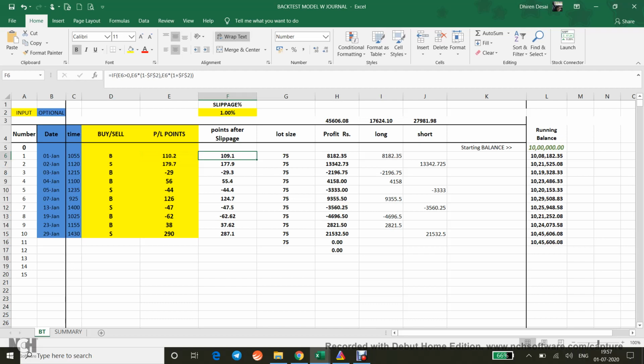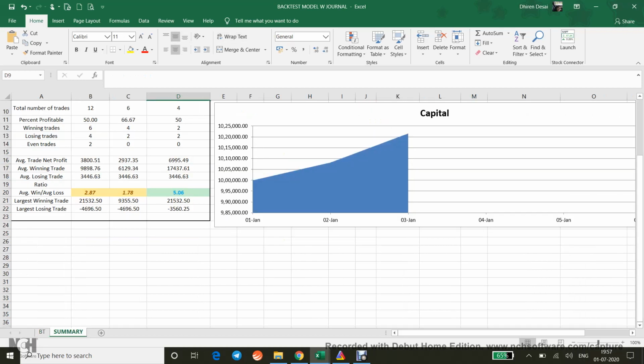Your lot size is already mentioned. You can go into multiples if you're doing more. I'm just showing you one lot. Then you see what profit you've approximately made. This does not include any commissions that you'll have to account for, and also what your running balance approximately would be. So this is the basic thing, and now we go to the summary.